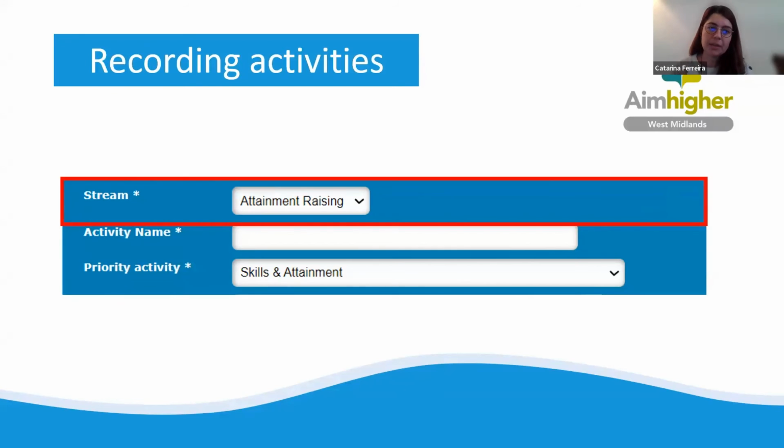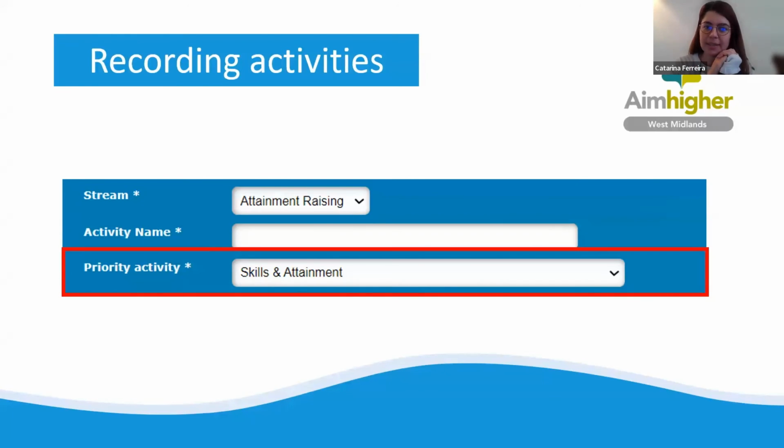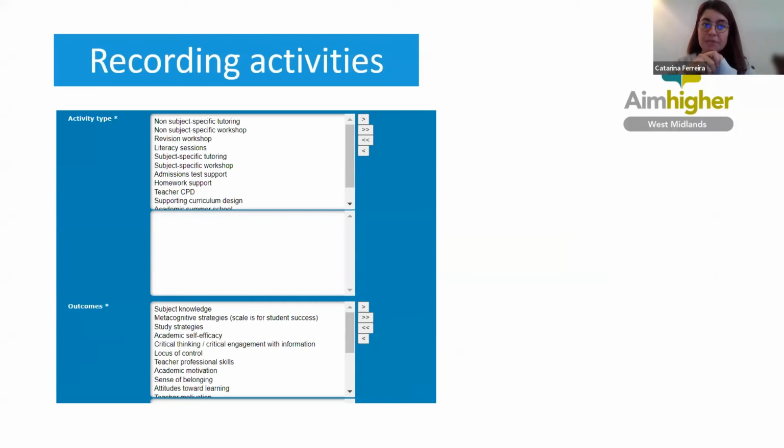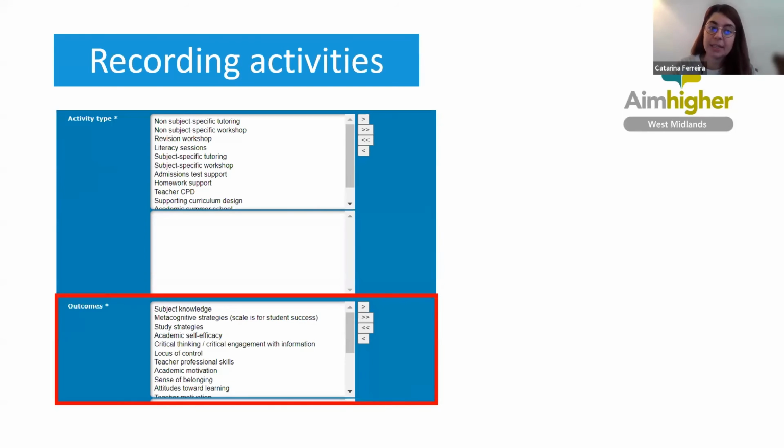But then if under priority activity, you select skills and attainment, you will then, as you'll see in the next slide, have access to a bunch of activity types, which are the ones in the attainment-raising MOAT. So you'll see they correspond exactly to the MOAT. And once you've selected that, you can select as many as you need to the bottom box that is now empty. And then you can select your outcomes, which again, just track perfectly with the MOAT ones.